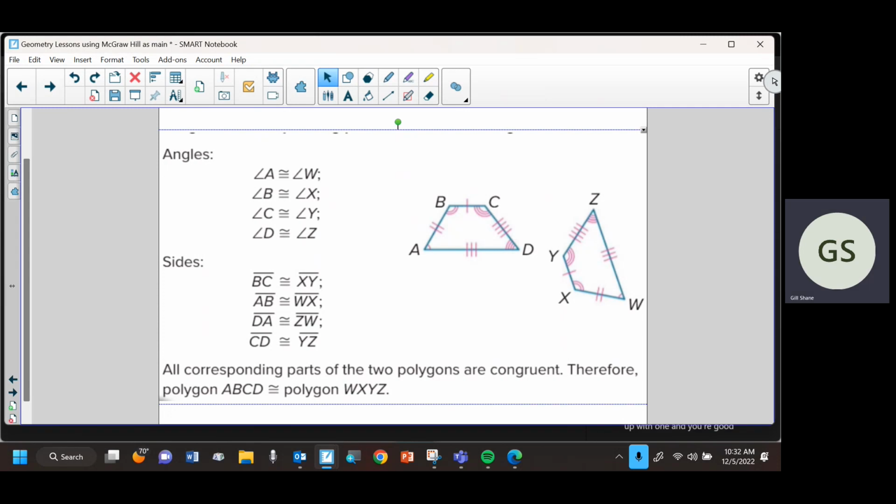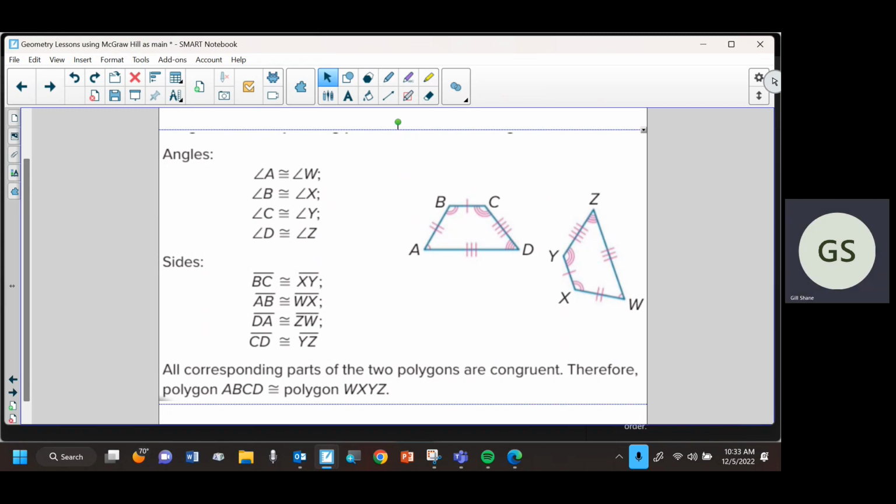The sides are also congruent. So when you name it, you'll notice that side BC, the 2 middle letters, has to be congruent with XY. So you'll see that XY is there. So not only do the angles match up based on the order of the letters, the sides do. So side AB is congruent to side WX. There you go, side AB, WX. So the angles and the sides have got to match up and be in the same order.